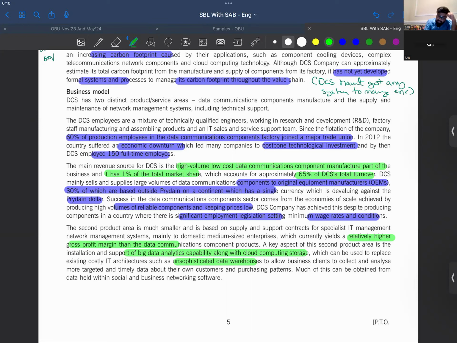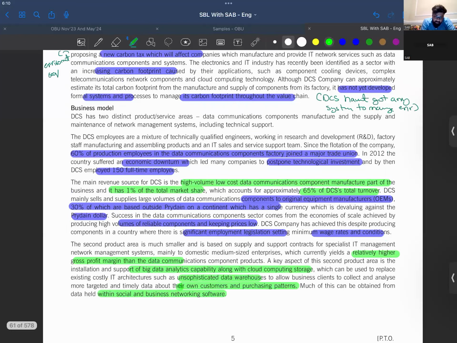It allows business clients to collect and analyze more targeted and timely data about their own customers and purchasing patterns, right? Much of this can be obtained from data held within social and business and networking software.